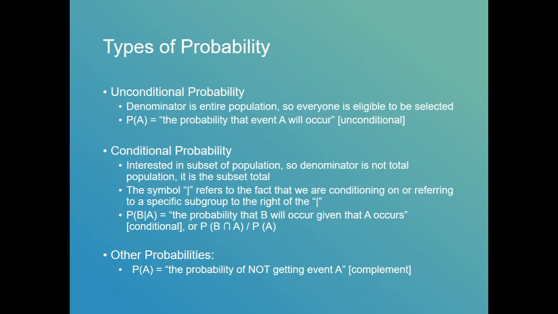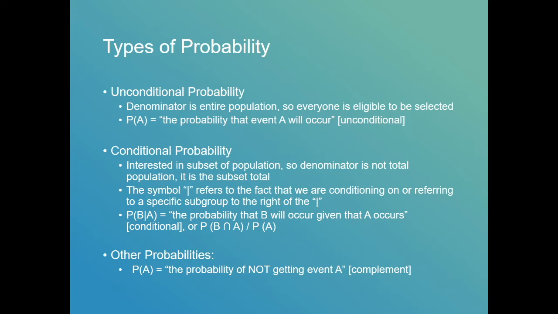Conditional probability is when you're interested in some subset of the population, so that the denominator isn't the total population, it's the subset total. The symbol shown here as that straight up and down line refers to the fact that we're conditioning on or referring to a specific subgroup to the right of that symbol. So in this example, P of B given A would be the probability that B will occur given that A occurs, which is conditional. And you can write that out a different way by writing the probability of B with the upside down U, A, divided by the probability of A.